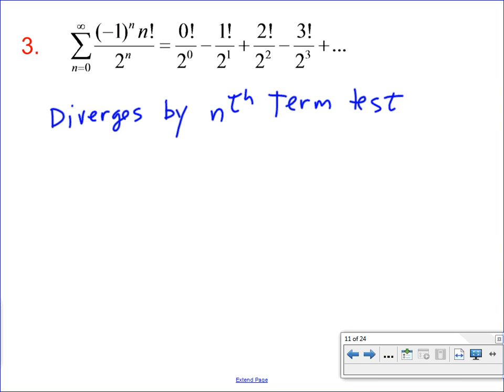I like the nth term test. That's quick, right? If the value of the nth term doesn't approach 0, then right away we can say it diverges by the nth term test. So that's pretty sweet.